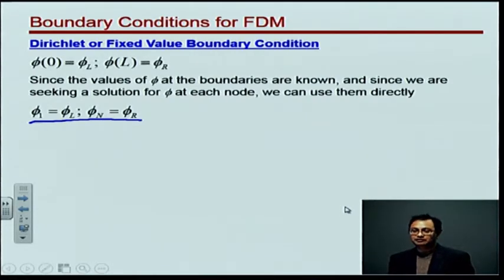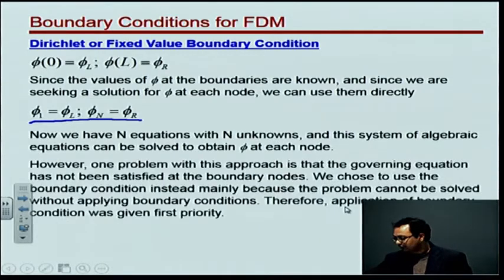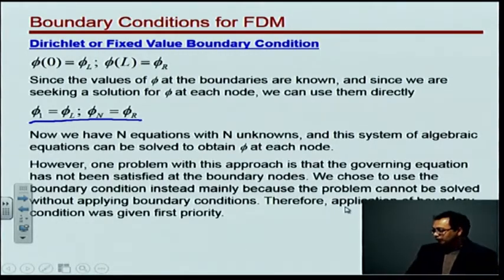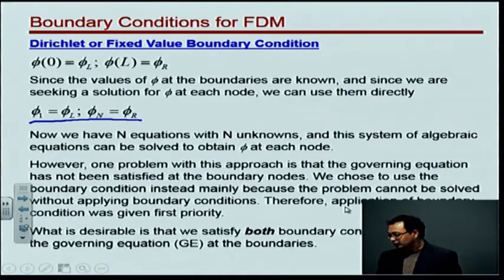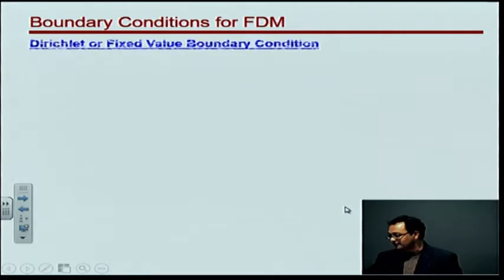Is that bad? The answer to that is it is not what is desirable, and there are reasons for that, and I'll explain to you what really goes on. The reason we have chosen to use the boundary conditions instead of governing equations is because we have to use the boundary conditions. You can't solve a PDE without using boundary conditions, but ideally we would like to satisfy also the governing equation at the boundaries. So we would like to satisfy both at the boundaries if possible. Unfortunately, we cannot do that in this case.